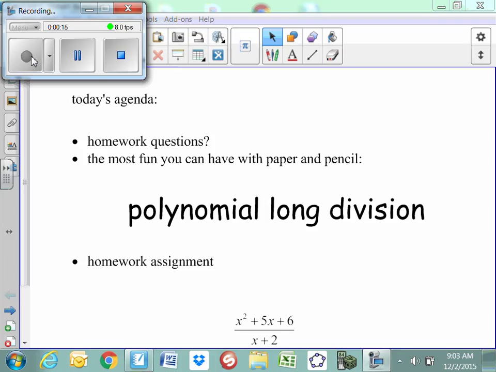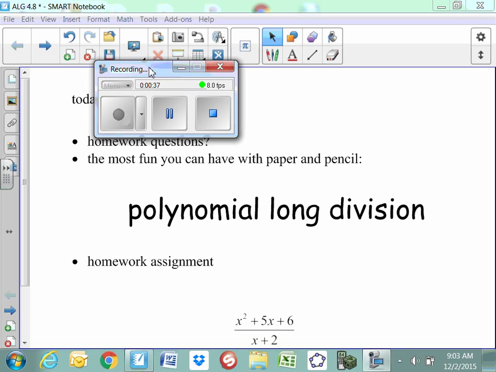We're going to do polynomial long division today. This is when we have a polynomial divided by a polynomial, and the polynomial in the denominator is not a monomial, as you see in the example on the bottom, x squared plus 5x plus 6 divided by x plus 2. How do I divide x plus 2 into that trinomial?